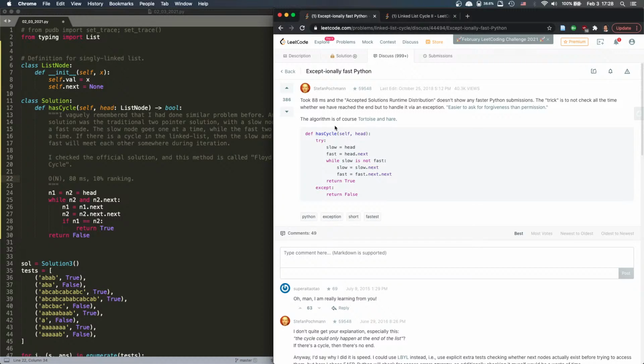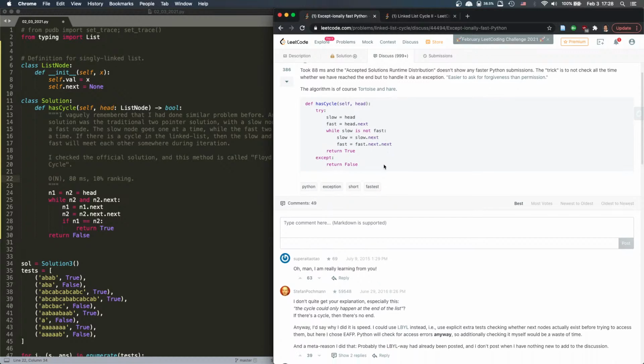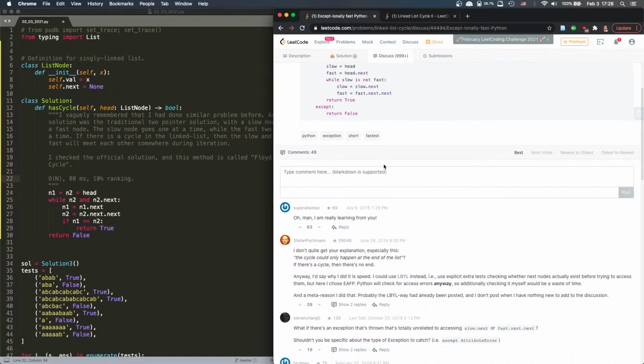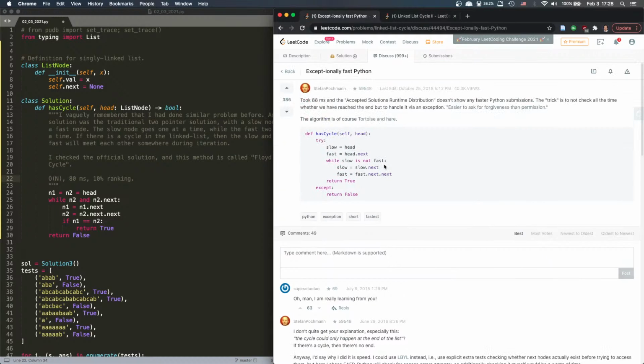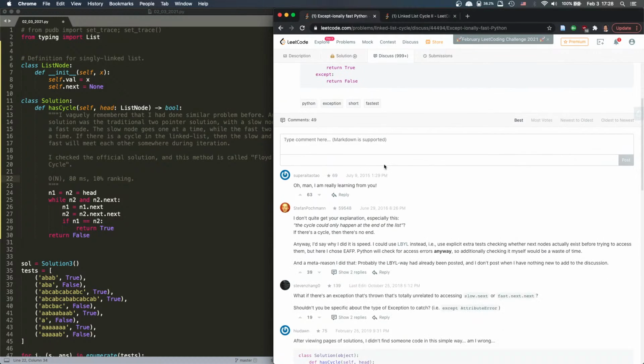Trigger student to check all the time whether we have reached the end of the list via exception. Tortoise and hare. Look before you leap. Ah, I see. What's EAFP? Easier to ask forgiveness than permission.